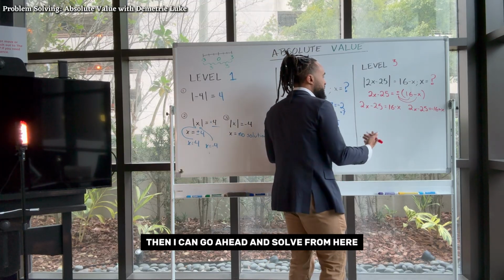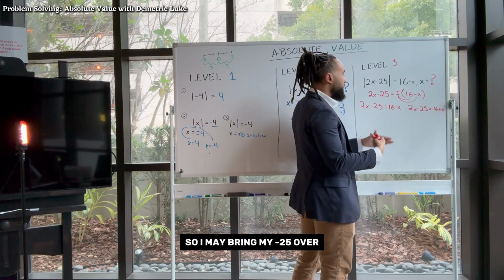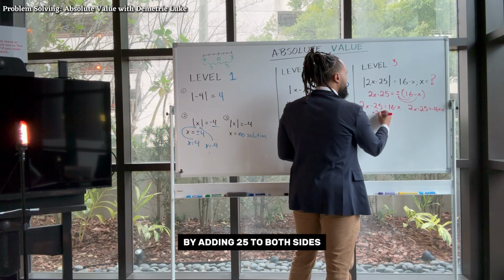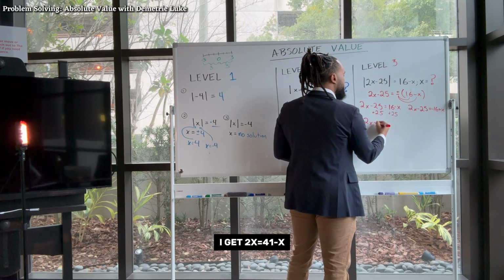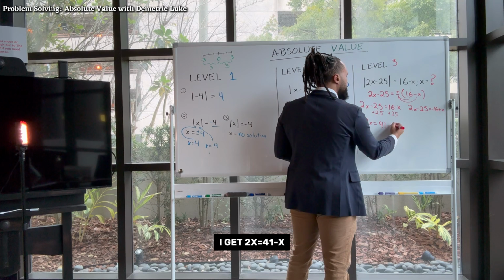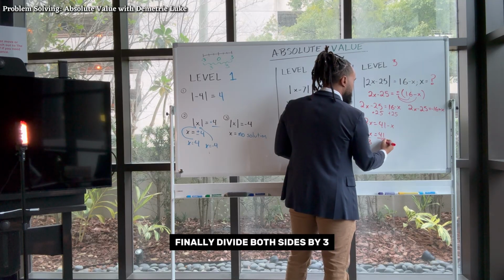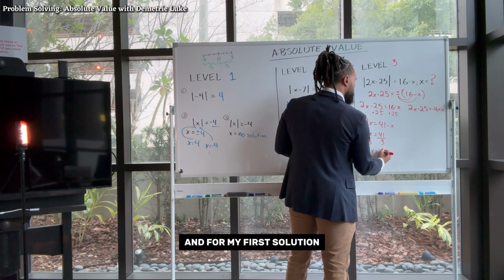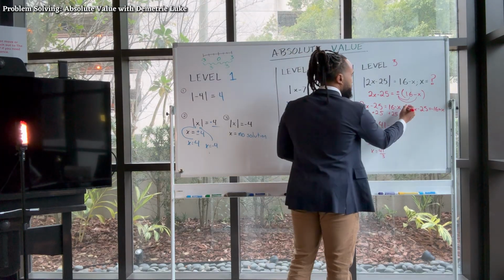Then I can go ahead and solve from here. So I may bring my -25 over by adding 25 to both sides. I get 2x equals 41 minus x. We add the x, we get 3x equals 41. Finally, divide both sides by 3. And for my first solution, x equals 41 divided by 3.